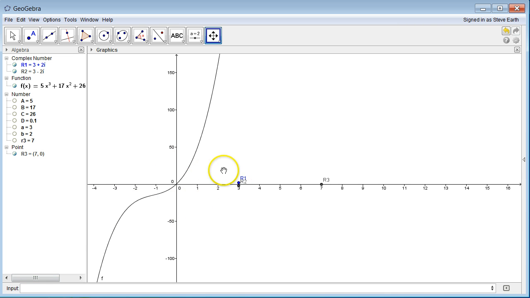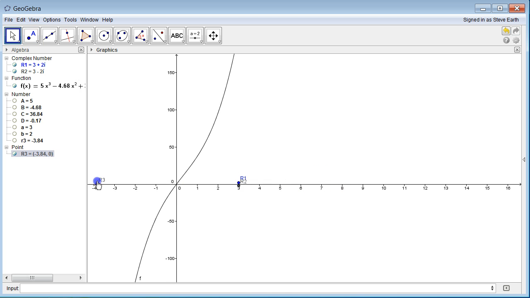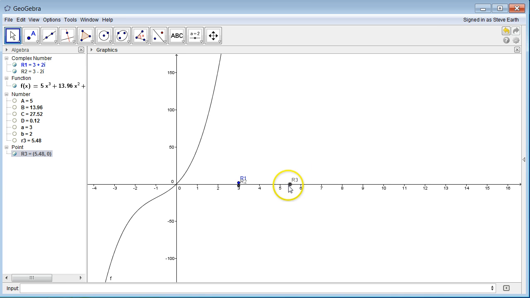And notice that when I switch to grab mode and I start moving things around, hey, my cubic's going to move. Now, it's not correct. Because remember, R3 is supposed to be a root. And it's not a root, right? So remember, a root would be crossing there. If you're on the x-axis, to be a root, it would be crossing there as an x-intercept. It's not doing that because I just made up these formulas. I made up wrong formulas here.